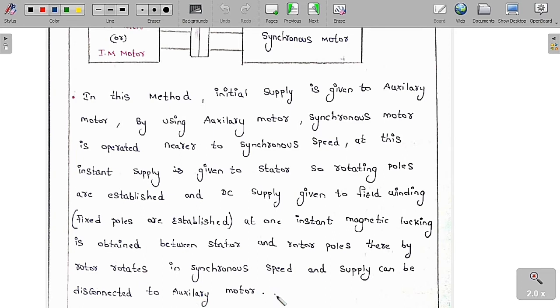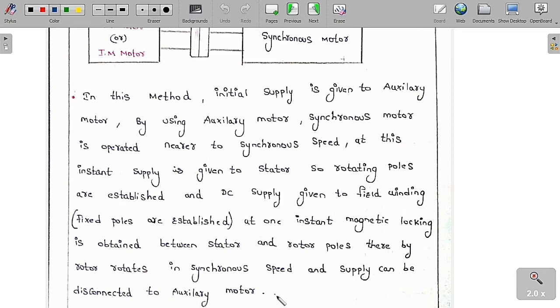So this is a very important point. Basically we are giving supply to the auxiliary motor. The auxiliary motor can be a DC motor or an induction motor. As we give supply to the auxiliary motor, it is going to rotate, as both our synchronous motor and auxiliary motor are connected in cascade. Therefore, the rotor is the same for both of them. So if one is rotating, the other is also rotating with the same speed.